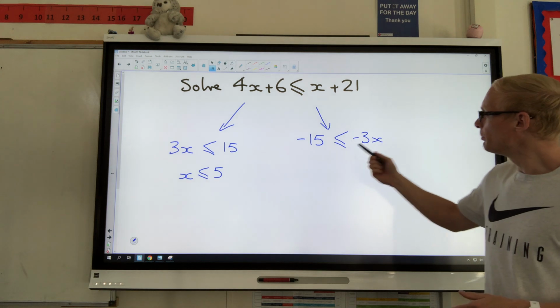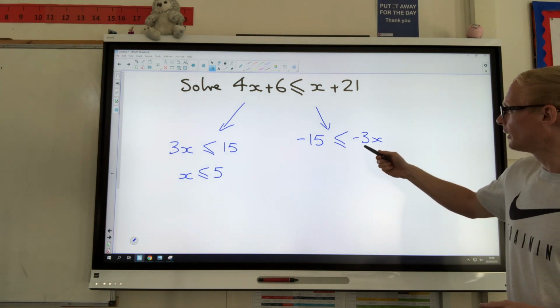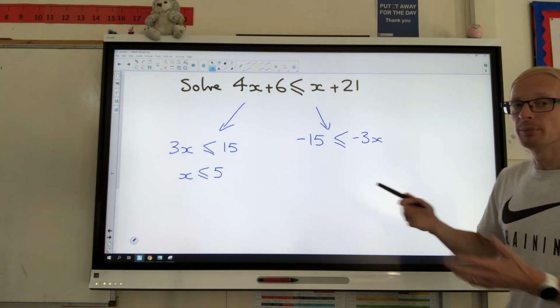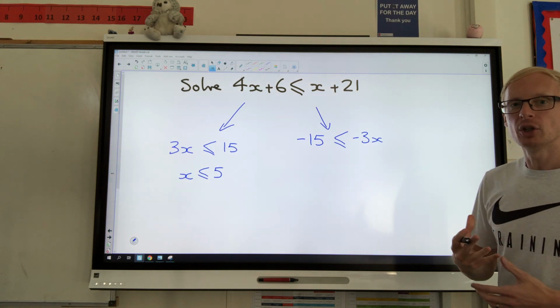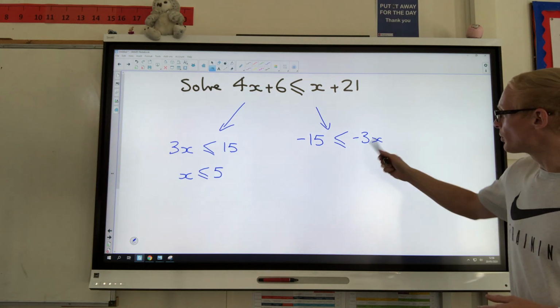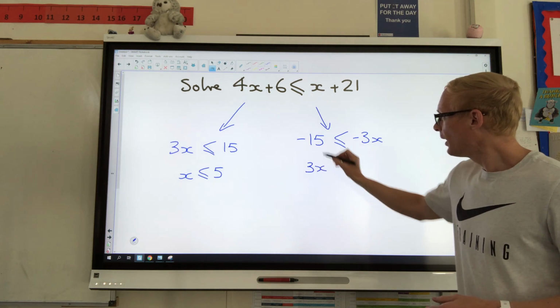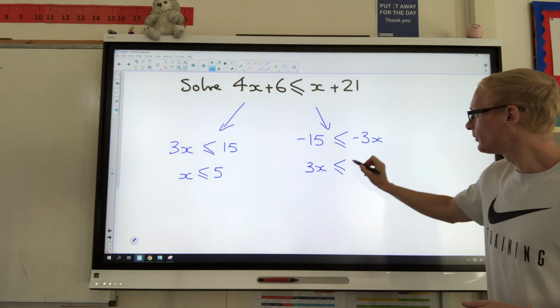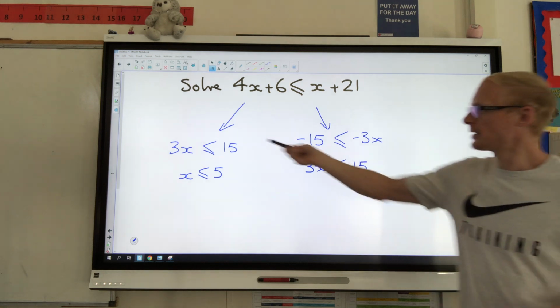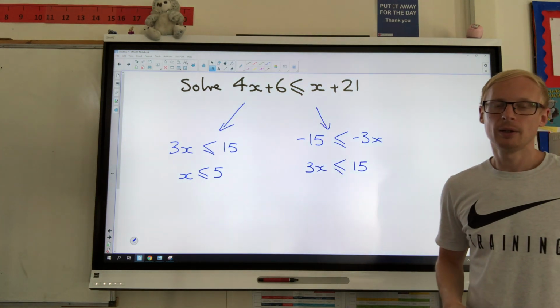So what I mean by that is that actually what you're doing here is, yes, you're dividing by 3, but before you do that, you need to deal with the negative part, which means you should actually be moving the 3x over there and then moving the 15 over here. And then you're back into the same scenario as you had here.